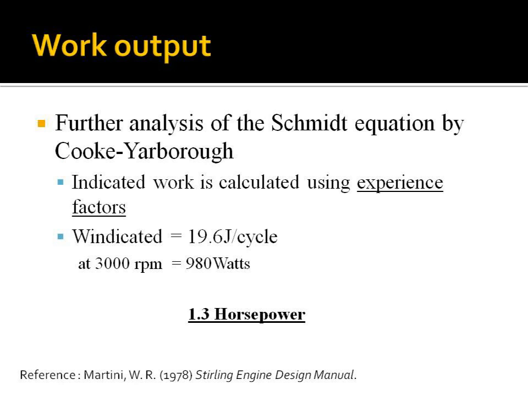So at 19.6 joules at 3000 RPM, we're getting just under a kilowatt at 980 watts, and just over a horsepower at 1.3 horsepower engine performance.